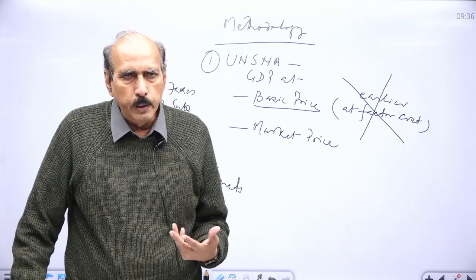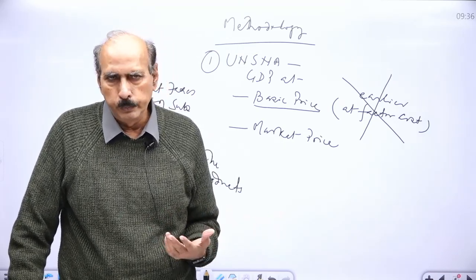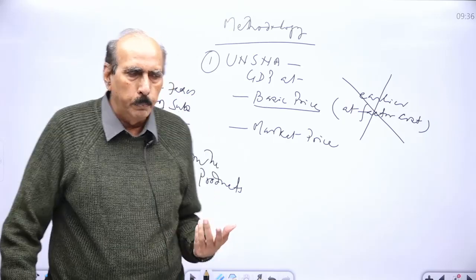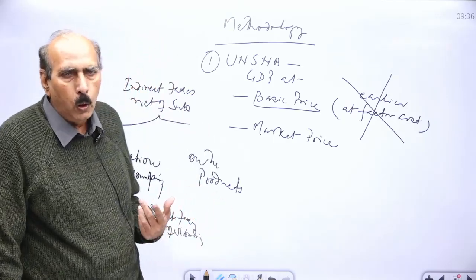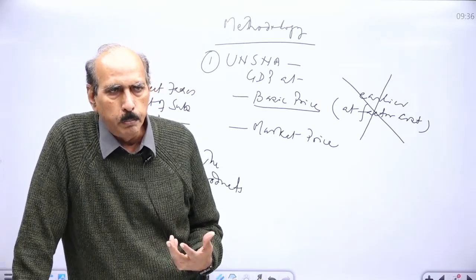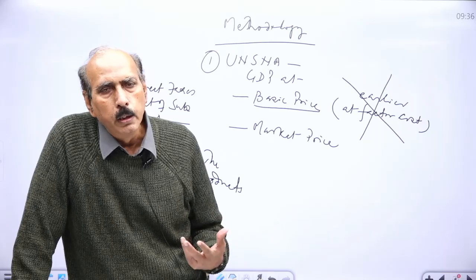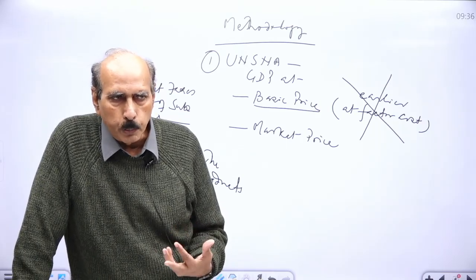And therefore, the UN SNA says there is no concept of factor cost everywhere, anywhere in the world. You have to use the basic price. And basic price incorporates all the taxes, indirect taxes, paid by the producer during the process of production.